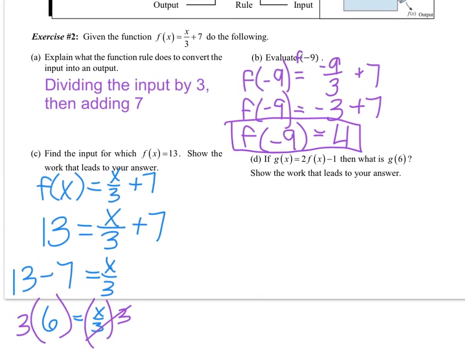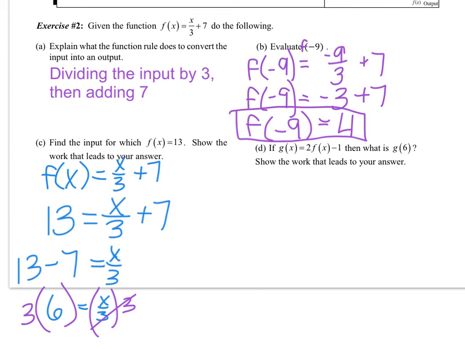Okay, so D. I'm just going to scroll back up just so I can see my function f of x yet again. It says if g of x is equal to 2f of x minus 1. Whoa, what in the world does that mean? Well, let's break this first piece down because that seems a little confusing. I think I need to make the highlighter a little bit thinner. That's better. Okay, so if g of x is equal to 2 times f of x, we know what f of x is, don't we?